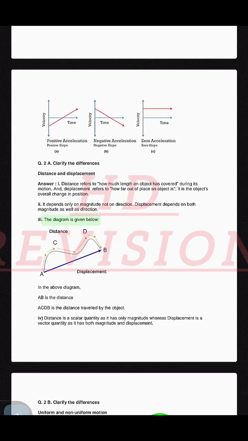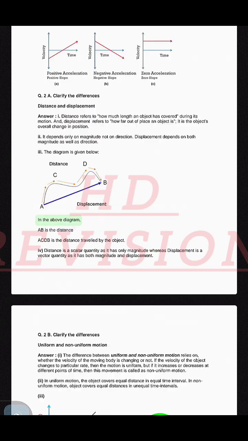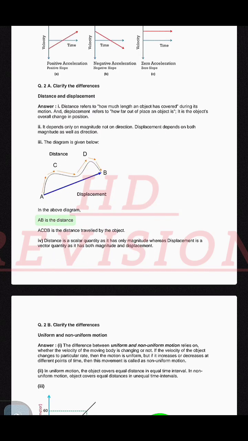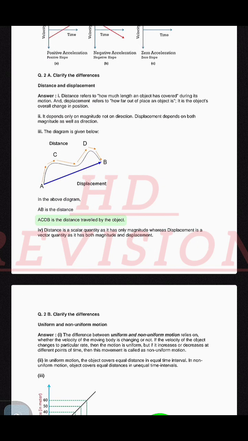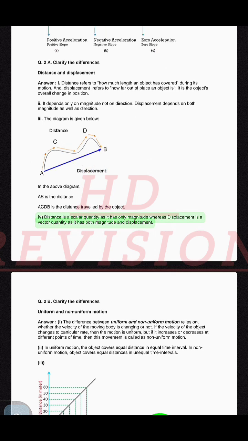III. The diagram is given below. In the above diagram, AB is the displacement. ACDB is the distance traveled by the object. Distance is a scalar quantity as it has only magnitude, whereas displacement is a vector quantity as it has both magnitude and direction.